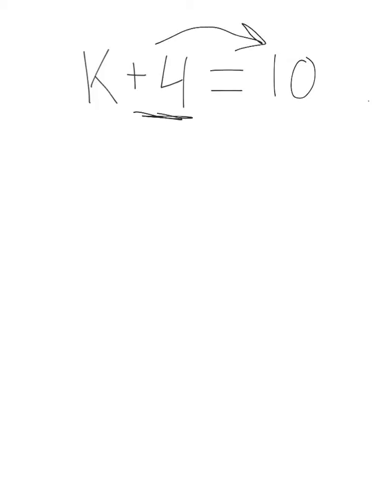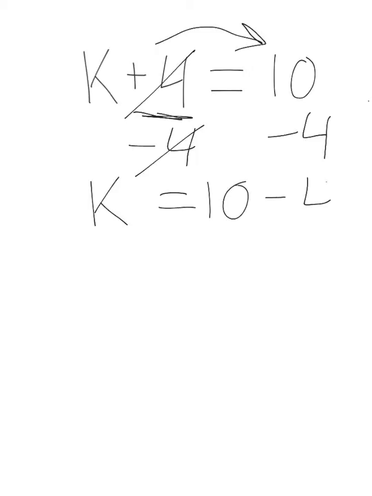So I'm thinking the opposite of plus 4 is minus 4. If I'm minus 4 from this side, I'm minus 4 from that side. The plus 4 and the minus 4 cancel each other out on this side of the equal sign. So I end up with k equals 10 minus 4, or k equals 6.